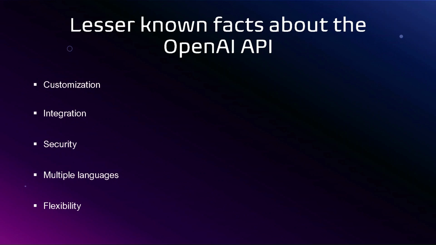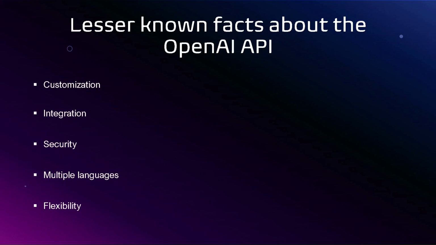The API can be integrated with other tools and platforms such as chatbots and virtual assistants to provide a more natural and human-like interaction experience. And the third one is security. OpenAI takes security and privacy very seriously, and the API has been designed with security measures in place to protect user data and prevent unauthorized access.